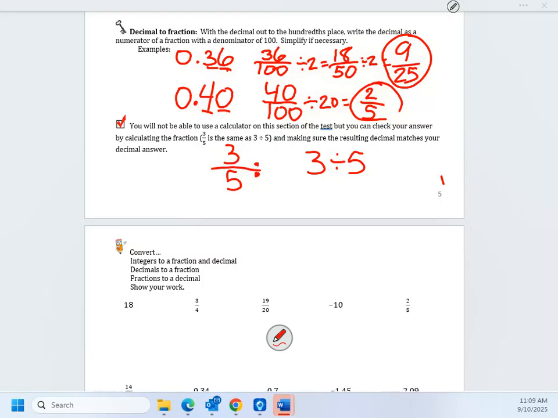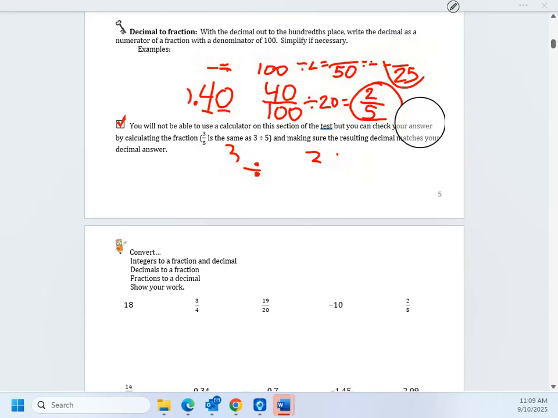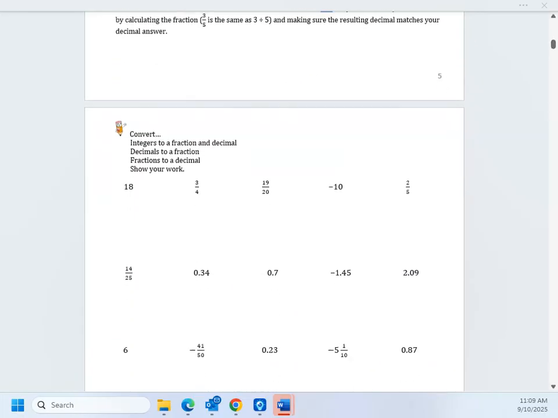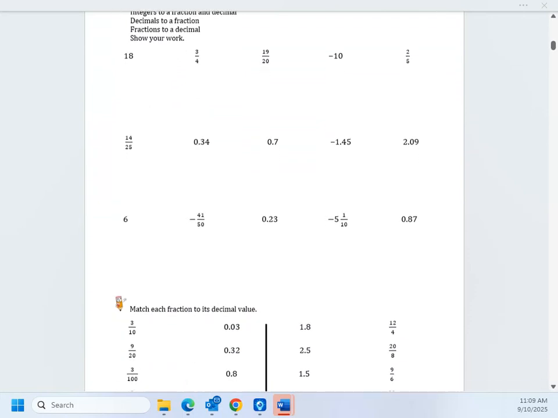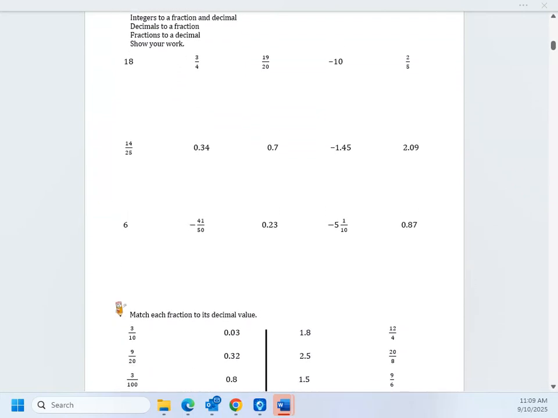Okay? So let's look at our second page as our homework page. So let's turn to the second page. It says convert integers to fractions and decimals, decimals to a fraction, fractions to a decimal, show your work. So if it is an integer, you're going to have two answers. For an integer, you're going to put both the decimal and the fraction. If it's already a fraction or a decimal, you flip it to the other one. But if it's an integer, you're going to have two answers to put.